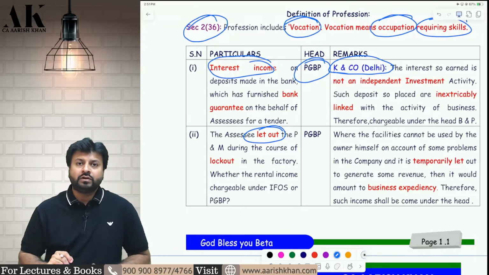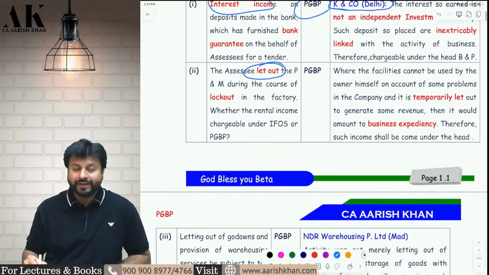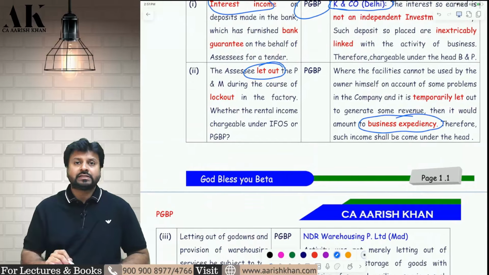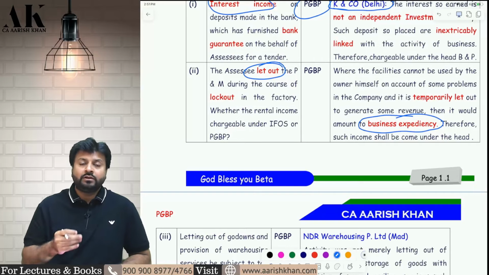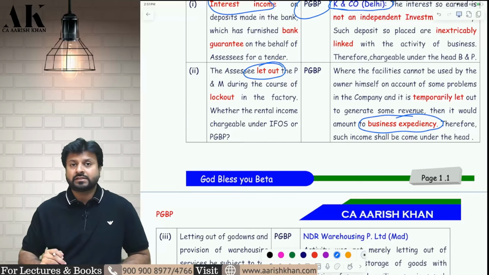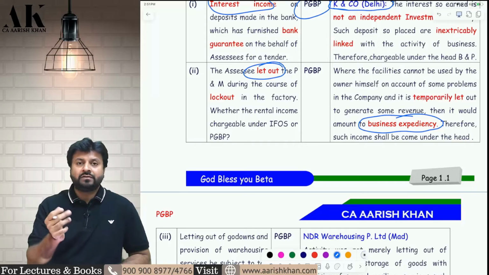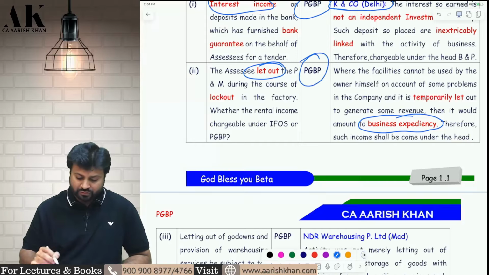So the company is doing what? The company is letting out the plant and machinery and furniture during the lockout. Where will this go? So the court has held that this will go under income from business and profession. It is the business expediency of the assessee. It is the business intelligence of the assessee that till the time the factory is under lockout, till the time the factory is not operating, we can use that factory's resources for some other income to meet our expenses. Therefore, this is a business expediency and it will go under income from business and profession, as per the court judgment.